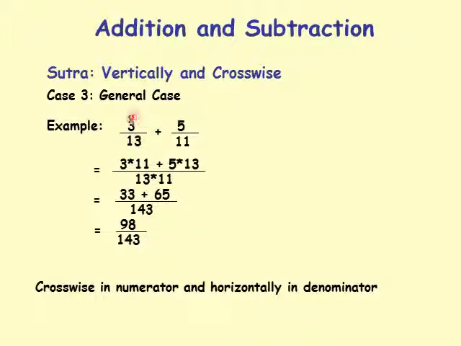When we add these two terms together, the first fraction is 3 divided by 13, the second fraction is 5 divided by 11, and the answer is 98 in the numerator, 143 in the denominator. 98 divided by 143.